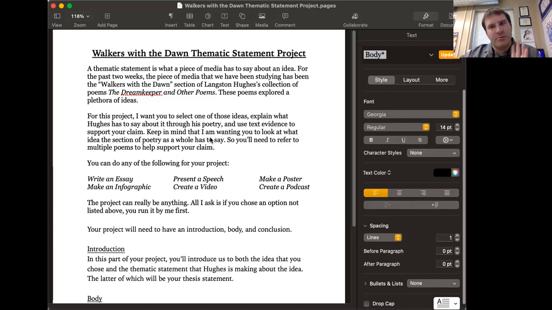You're going to pick multiple poems and say that they all work towards this common idea that Langston Hughes is trying to express through this piece of media. So you'll need to refer to multiple poems to help support your claim.